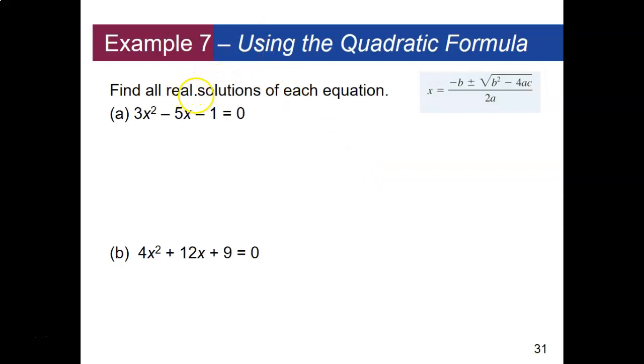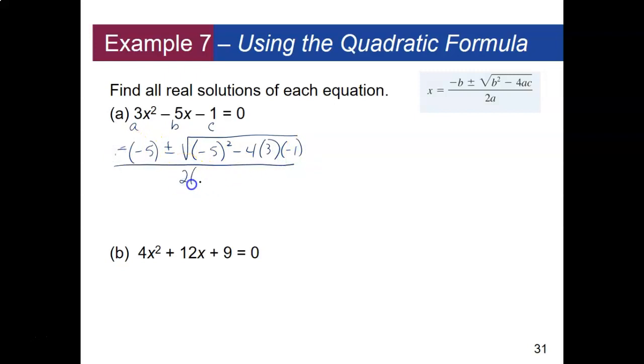Okay, so here we're going to look at finding the real solutions of each of these equations. So this is our A, our B, and our C. So we're going to do negative B plus or minus the square root of B squared minus 4 times A times C. And then all of that is over 2 times A. So be careful when you write it into this that you do keep track of the negatives with everything. So 2 negatives will make a positive.